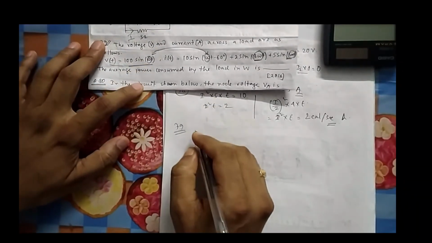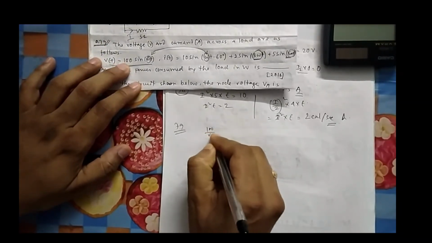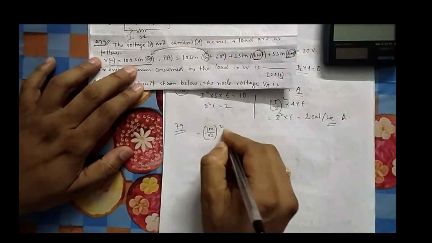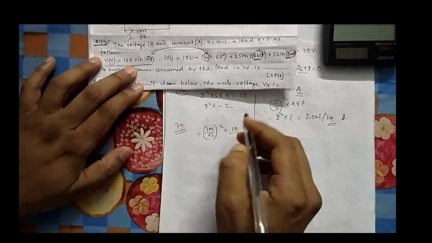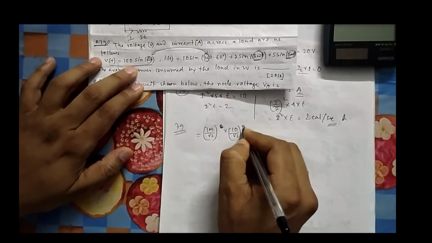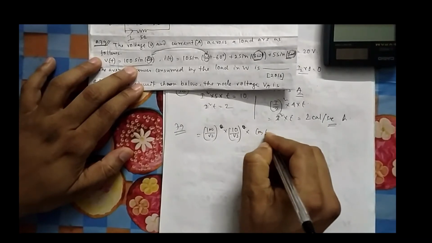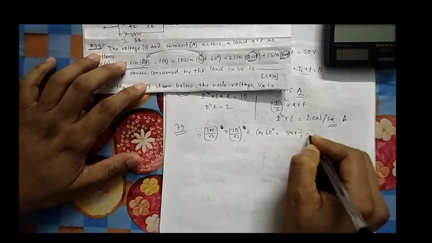So now the average power is very easy. This is IRMS, VRMS, Vm by root 2, so VI cos theta, VI, and then cos 60, the angle between these two. It will be 500 into half, that is 250 watt.